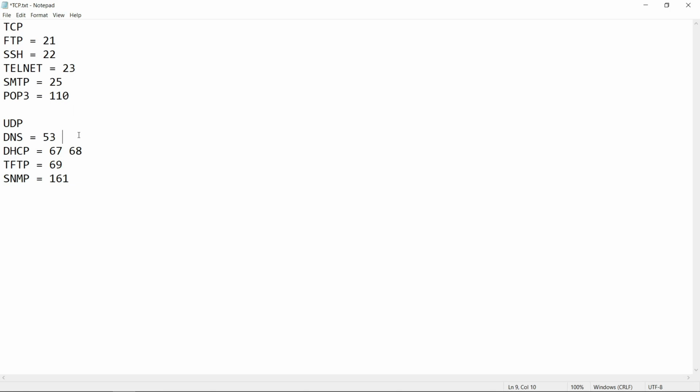Now TFTP is Trivial File Transfer Protocol. Basically the functionality is the same. The only difference is that the port number is 69 and it's in UDP. Now, SNMP is Simple Network Management Protocol, used for management purposes of the whole network, and its port number is 161.